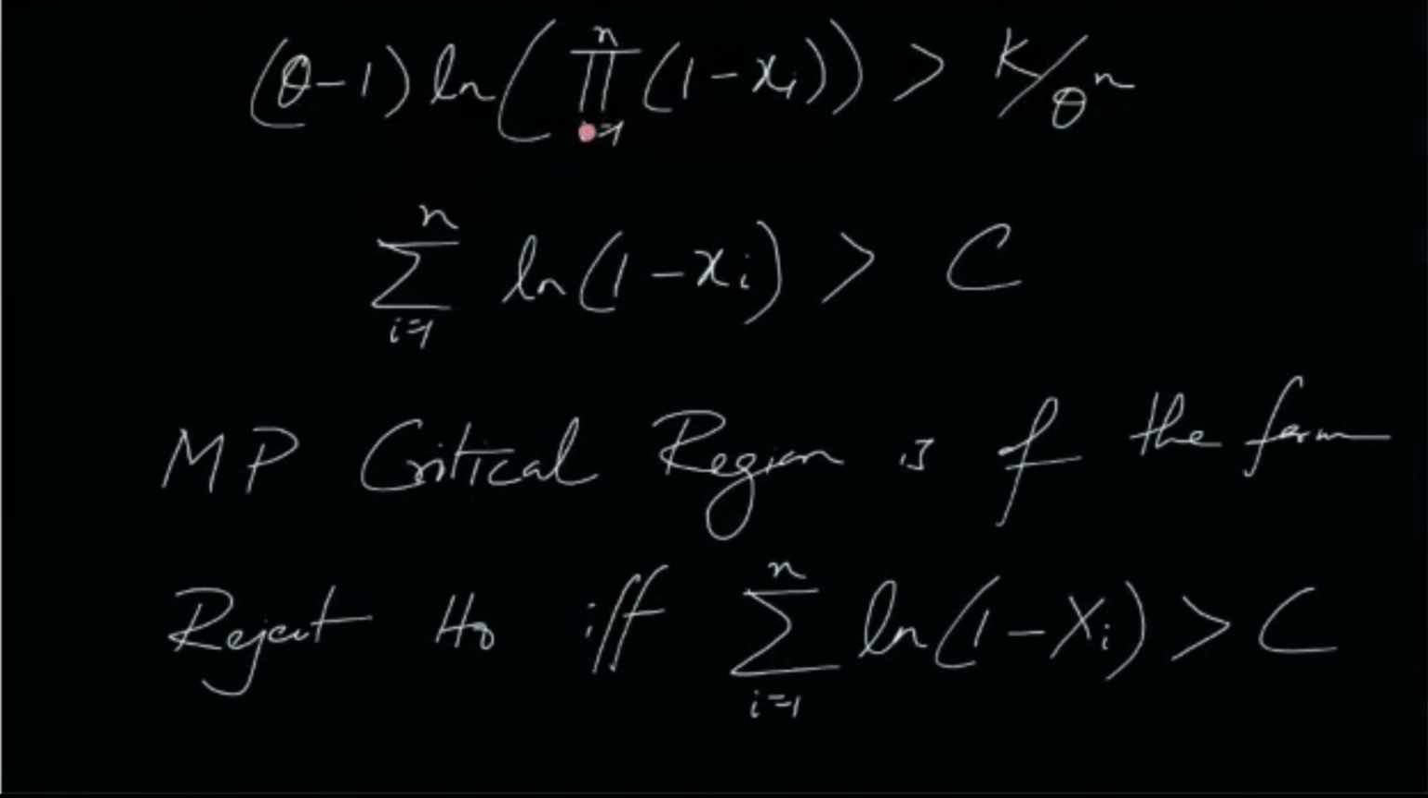Again, we take the log so as to get a function of the xi's on the left-hand side and a constant on the right-hand side. Ultimately this is the summation from i equals 1 to n of natural log of 1 minus xi greater than c, just dropping the theta minus 1 here. So the MP critical region is of the form: reject H0 if and only if the summation of natural log of 1 minus xi is greater than c. Now we have to find the c, right?